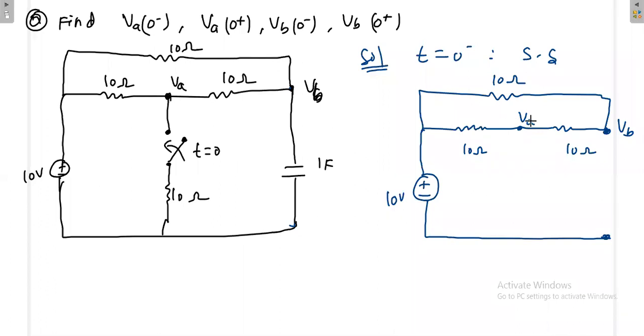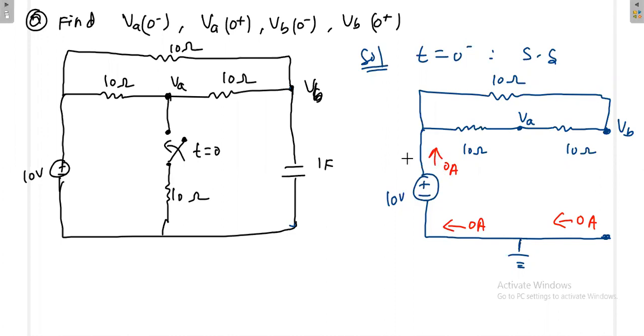VA is a nodal voltage with respect to some ground. VB is also a nodal voltage with respect to ground. Once this is open, what would be the current here? Because this is open, the current flowing here is 0 ampere. Again, here also 0 ampere. Again, here also the current flowing is 0 ampere. But we do not know what is happening inside this.